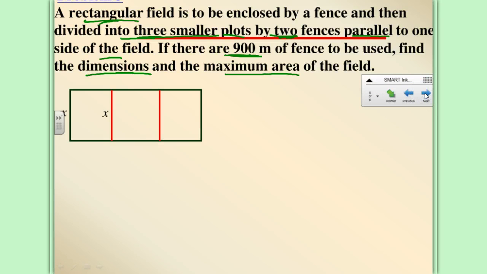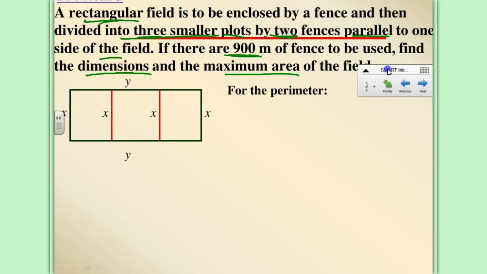Hopefully you came up with a diagram that looks like this. And so you have 4 panels of fence going vertically, or doesn't matter which direction, and then you'd have 2 lengthwise going this way. So you could call them L and W or X and Y, whatever you want.